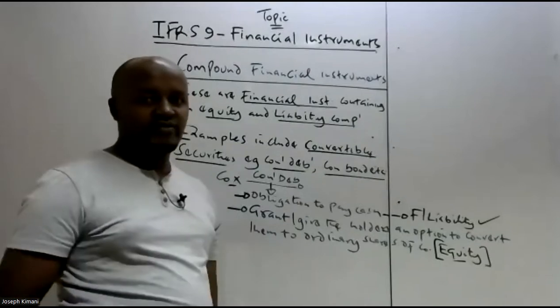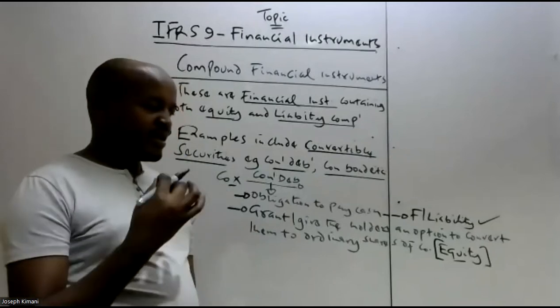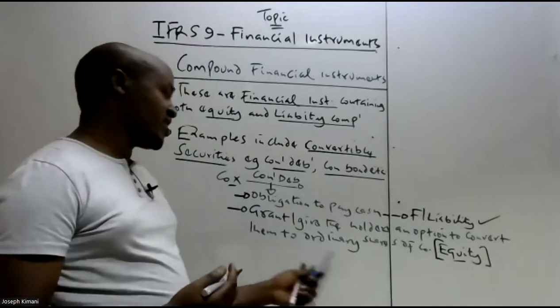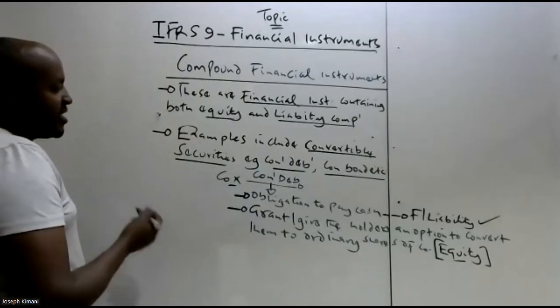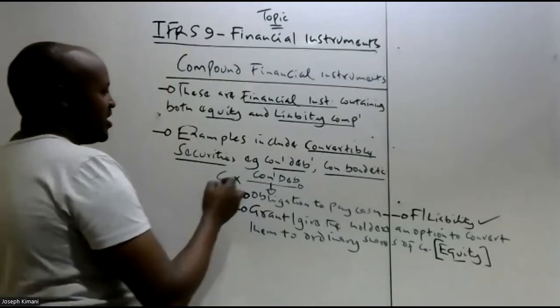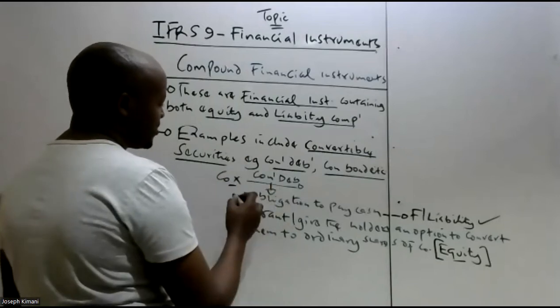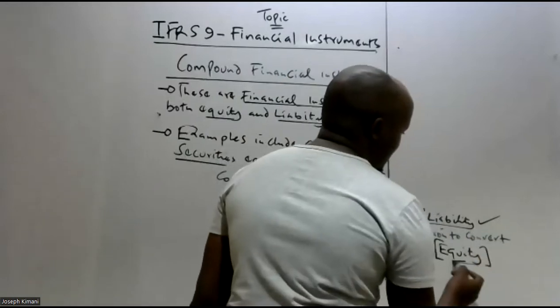If you acquire shares of the company, you become part of the owners of that company. So that right to receive ordinary shares is a form of equity. As a result of the company having issued any security which is convertible in nature, like convertible debentures, it gives rise to both financial liability and equity.